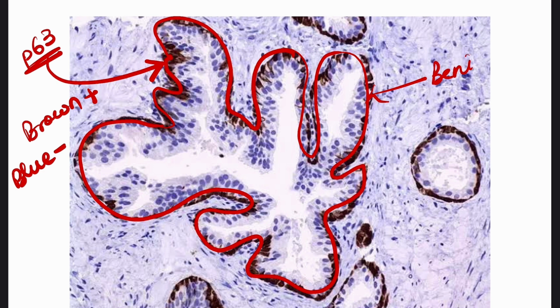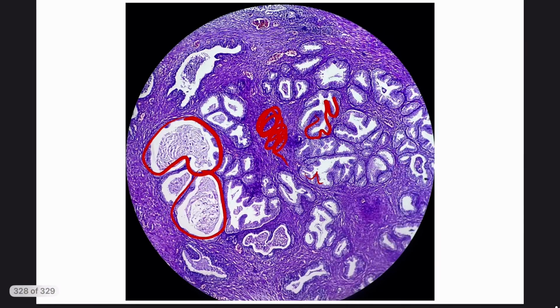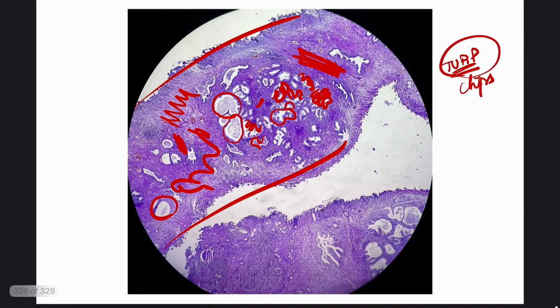See here, the columnar cells have not taken up the P63 marker, so they are blue. It is negative. Only the basal layer is marked by P63. The other marker for basal cells is high molecular weight cytokeratin. This is the other marker for basal staining. So presence of the basal layer indicates it is a benign condition. And these features of papillary enfolding of the double layered epithelium into the lumen with fibromuscular stromal hyperplasia all favor the diagnosis of benign prostatic hyperplasia.